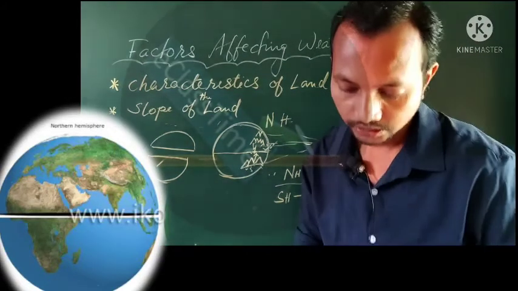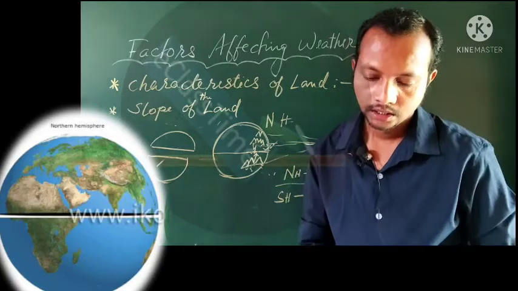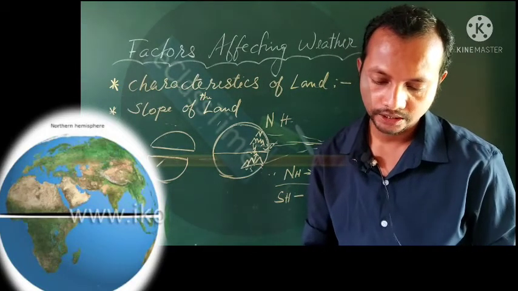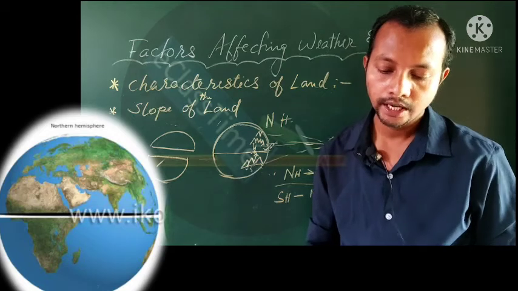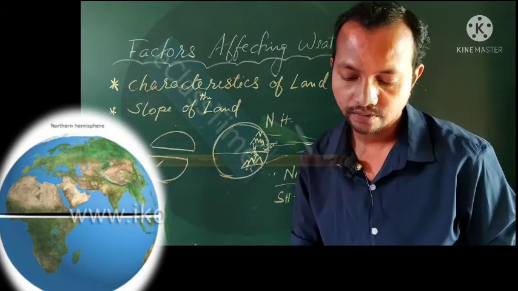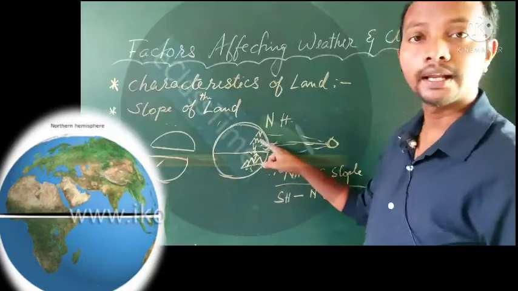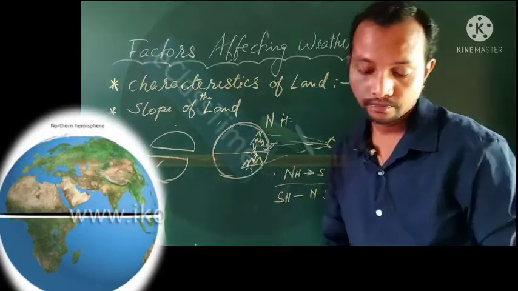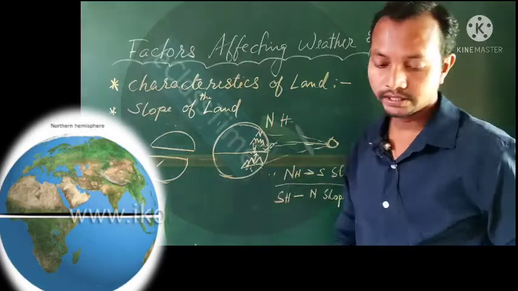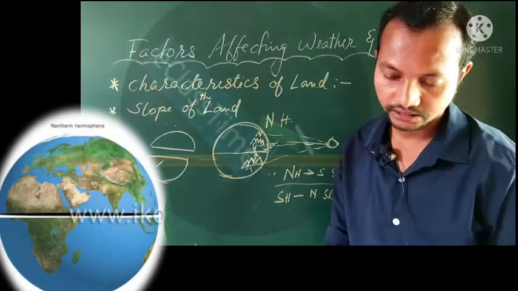Okay, dear friends, so that is the factor of our land slope affecting, and the examples given are the Himalayas and the Alps, the west facing part. Already I have told about the Himalayas. The Himalayas and Alps facing west, the down part, this side down part is getting more sunshine. Okay, dear friends, these are the examples.